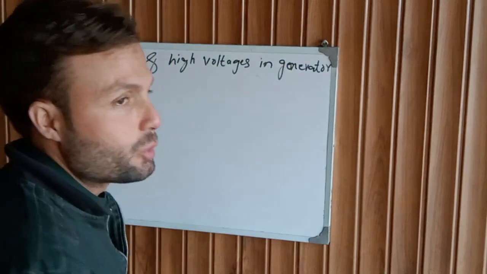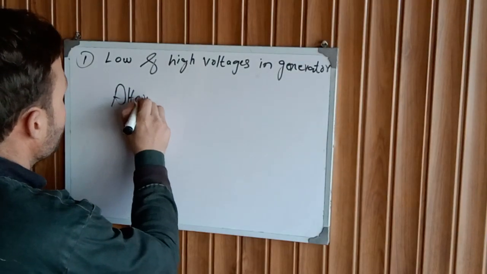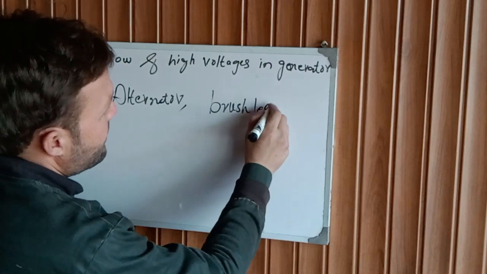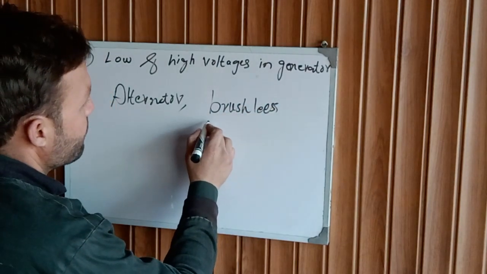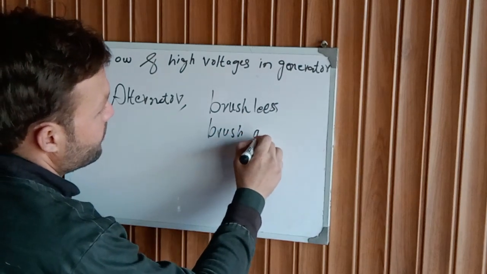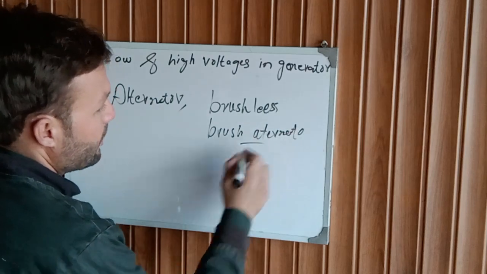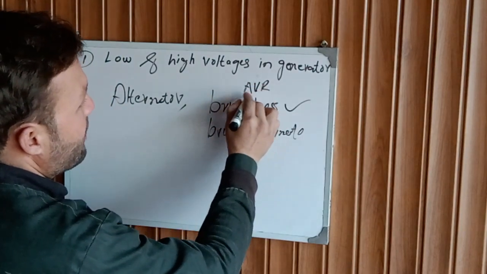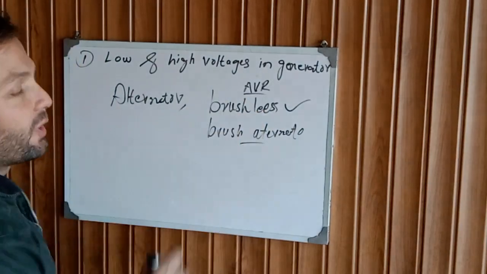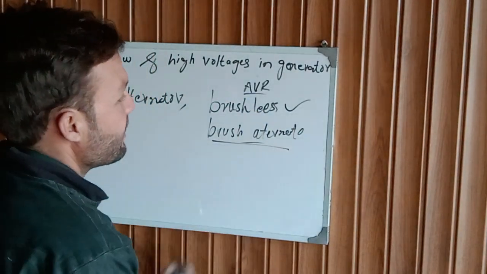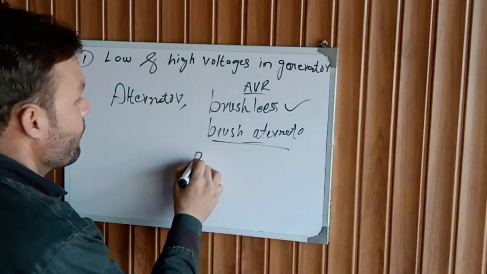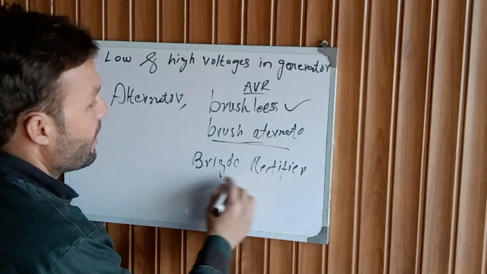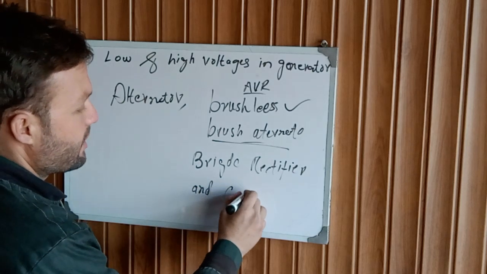We have two kinds of alternator. One is brushless, and one is brush alternator. The brushless alternator has an AVR. AVR means automatic voltage regulator. And the brush alternator has a bridge rectifier and carbon brushes.